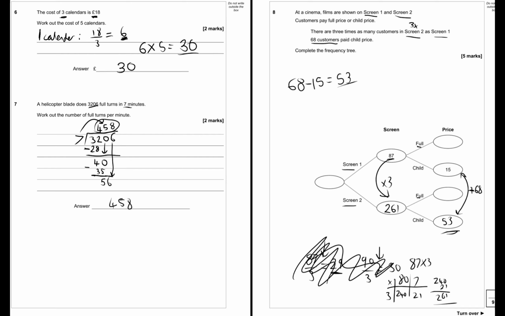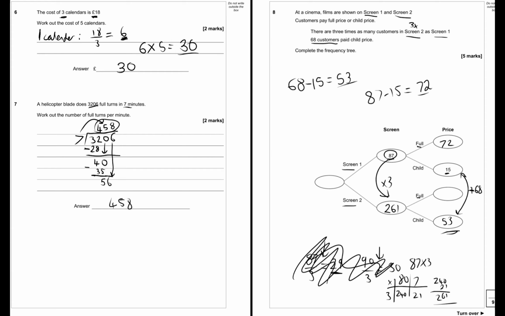So we know there's 87 in total and 15 are children. How many adults will there be? So we're going to do 87 minus 15. What are we going to get? So 87 minus 15 should give you 72.